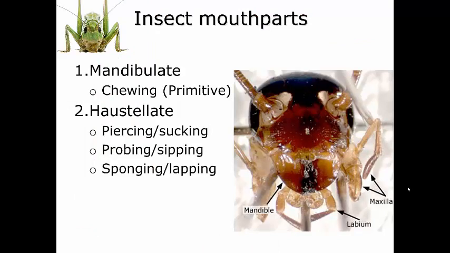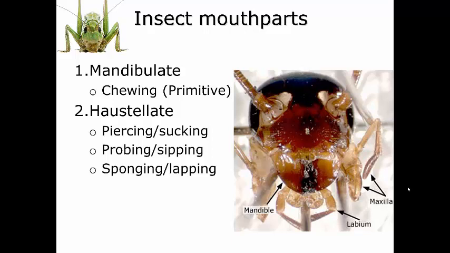They allow the insect to take in food when needed, and they may also be used as a defense mechanism against enemies. We break up the types of mouth parts based on the way that they work. The first type is called mandibulate. Mandibulate mouth parts are a chewing type of mouth part, and this is the most primitive type of mouth part.